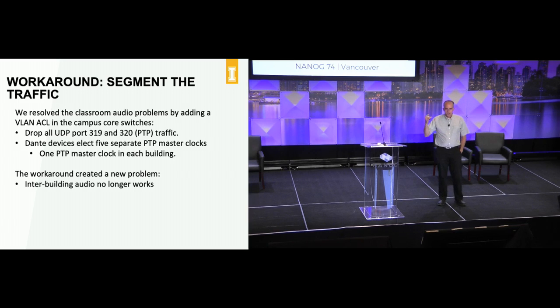A few weeks later, after we studied the situation, we did a more elegant version of that with a VLAN ACL. Really all we needed to do was block the P2P traffic in the core so that the buildings didn't see each other, and so each building could elect its own clock master.